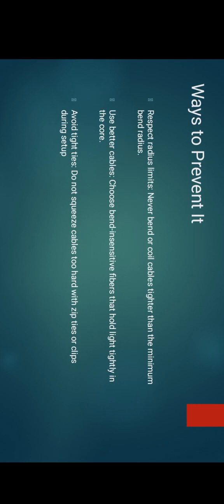How to prevent it? First way, respect radius limits. Never bend or coil cables tighter than the minimum bend radius. Second one, use better cables. Choose bend insensitive fibers that hold light tightly in the core. Third one, avoid tight ties. Do not squeeze cables too hard with zip ties or clips during setup.